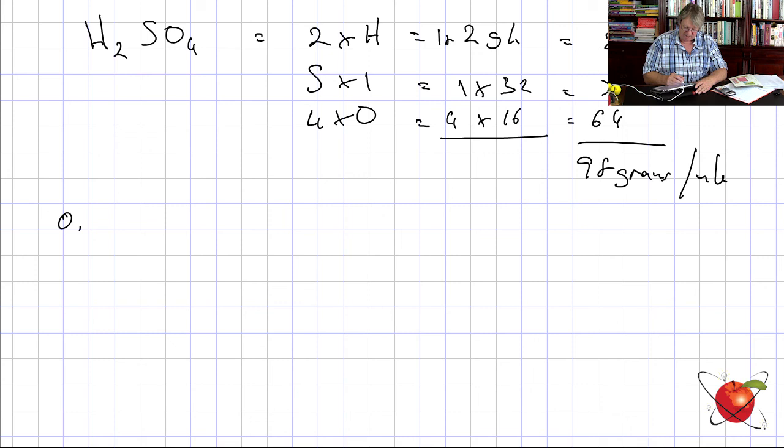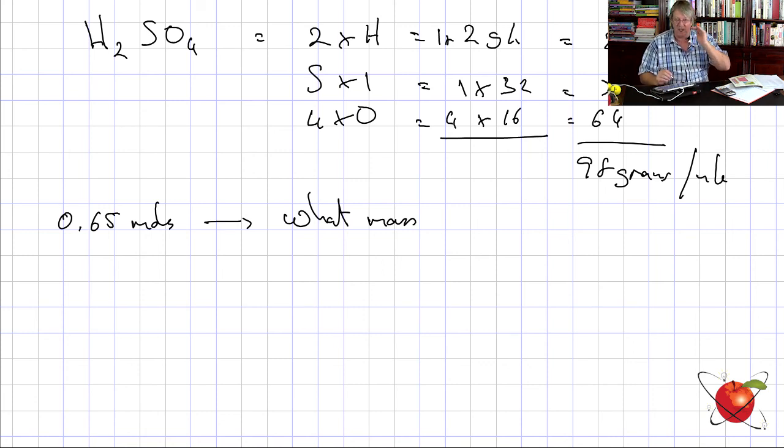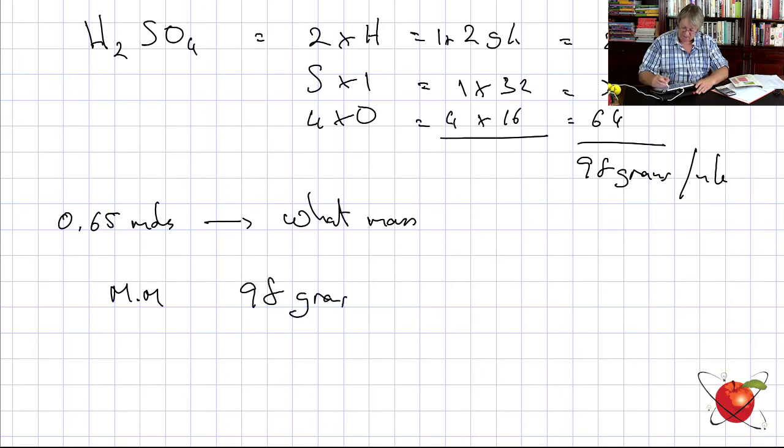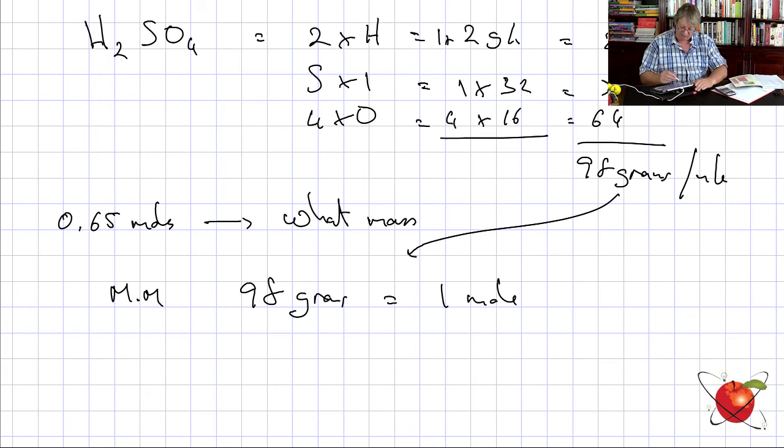And now they tell us, okie dokie, I have got 0.65 moles. And they want to know, what mass is this? What mass is it? Well, put down what we know. Remember, we always go to molecular mass. We say, right, the molecular mass, I say, 98 grams, here we go, equals 1 mole. That's the molecular mass. What do I do next? We say, okay, what are we given? Okay, we're given 0.65. Therefore, X. Now, cross multiply.